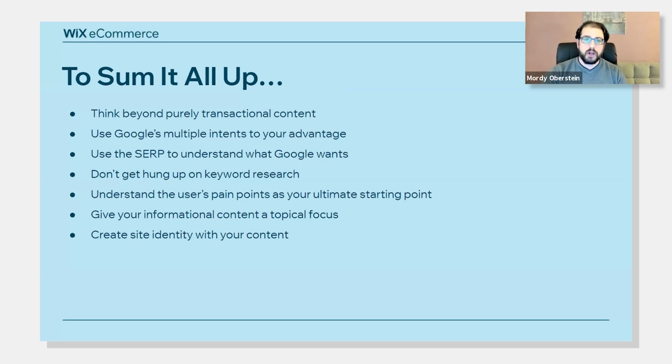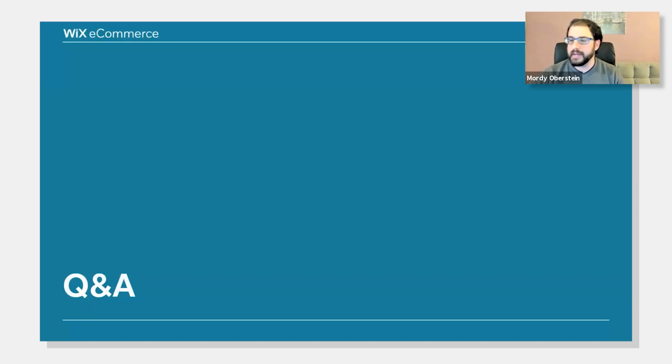Really look at the SERP, target your audience by understanding your users' pain points and use that as a starting point, not keyword research. Use your keyword research to maybe refine that process or find new opportunities. Give your informational content a topical focus, as we talked about. Why? Because you need to create site identity with your content. And I think that sums it up for me.